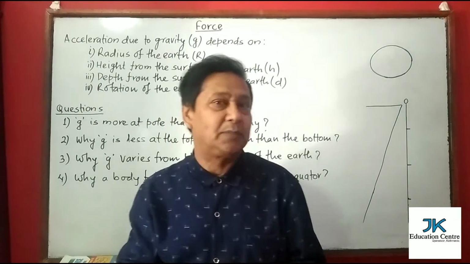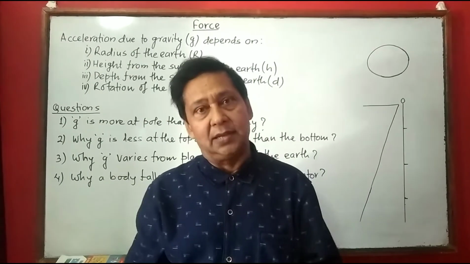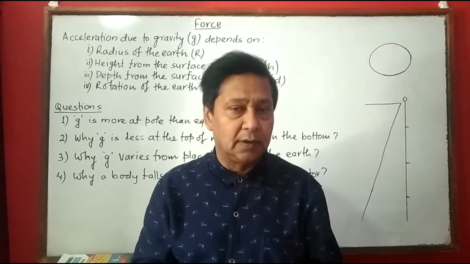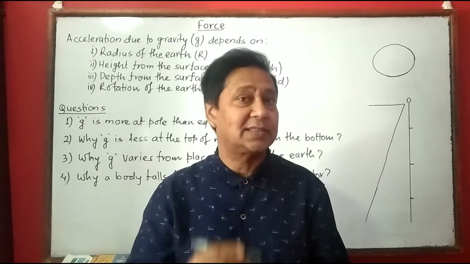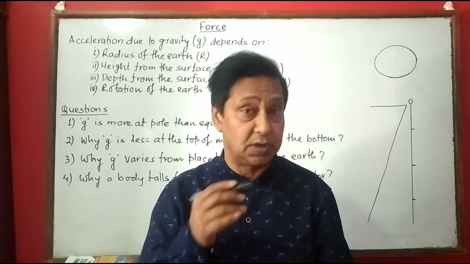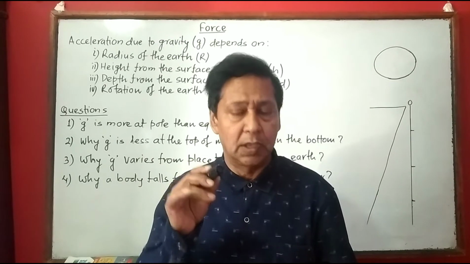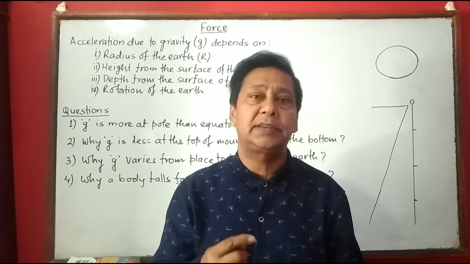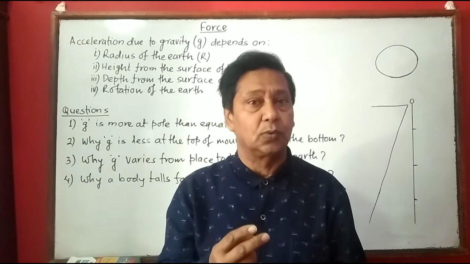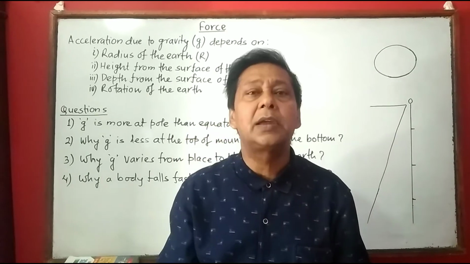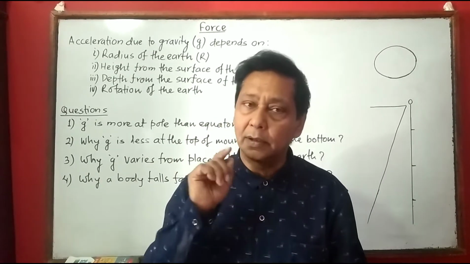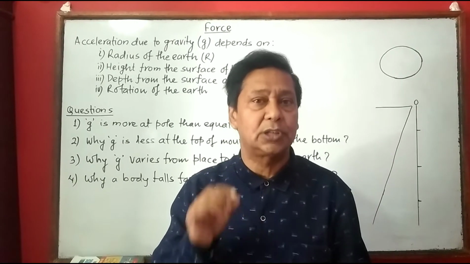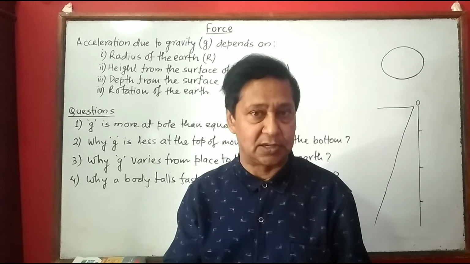This class is designed to help the students of class 10, and we are continuing chapter 4. Today's focus is on the factors which affect acceleration due to gravity, small g. Now I want to recall 2 points. Number 1, the definition of acceleration due to gravity, and number 2, if you don't remember, look at lecture 2 where I proved g is inversely proportional to the square of the radius of the earth.